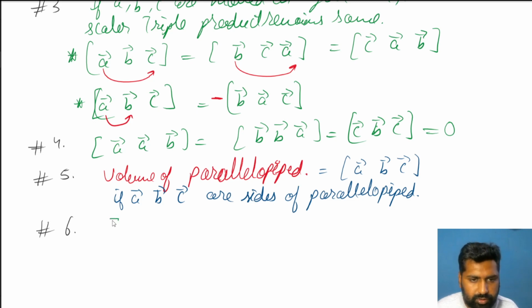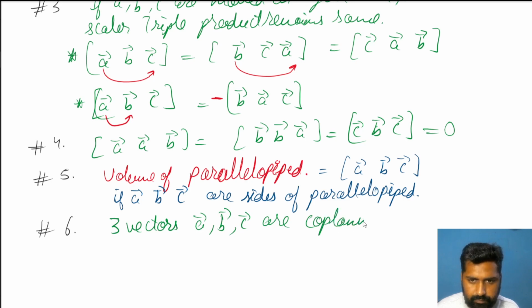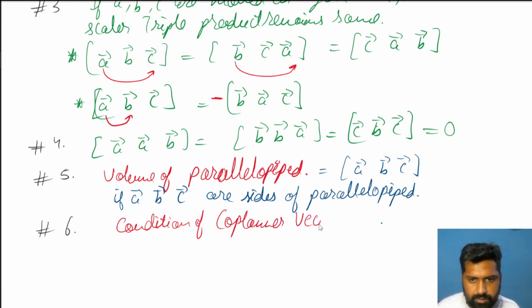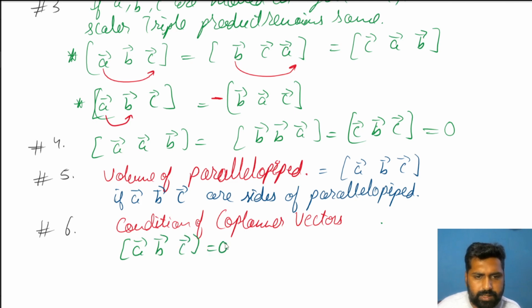So the condition of coplanar vectors, like the condition of parallel lines or perpendicular lines. Three vectors A, B, C are coplanar, meaning all vectors are in the same plane, if the scalar triple product of the A vector, B vector, C vector is 0.